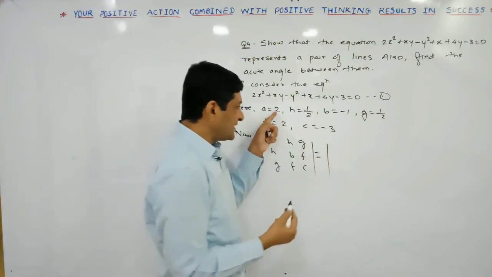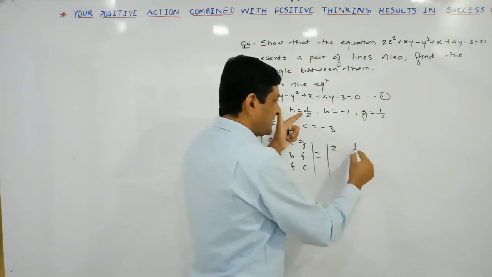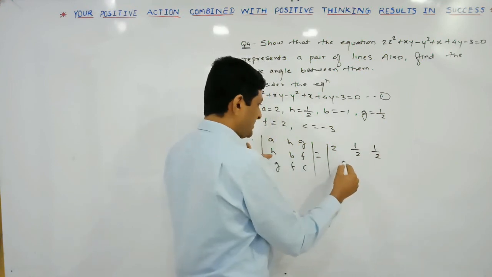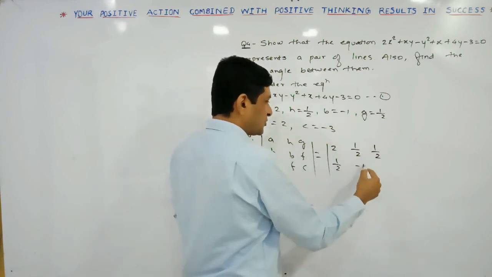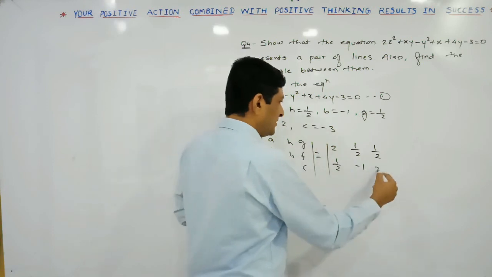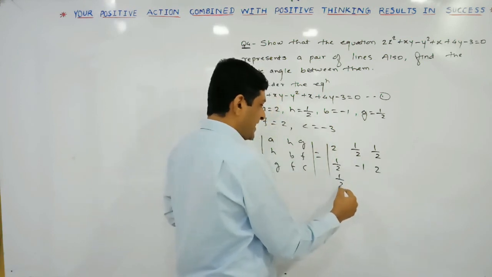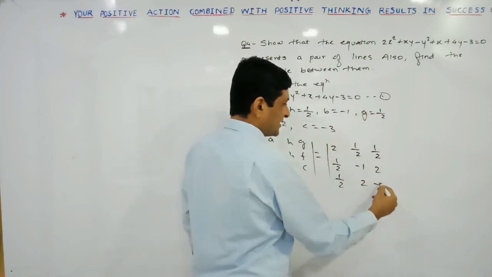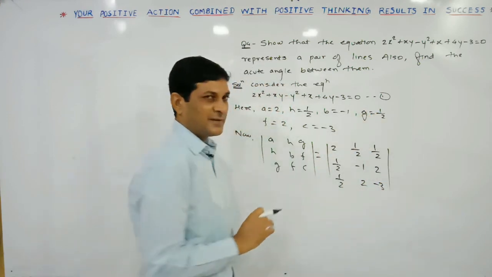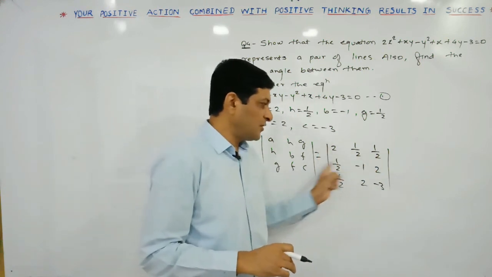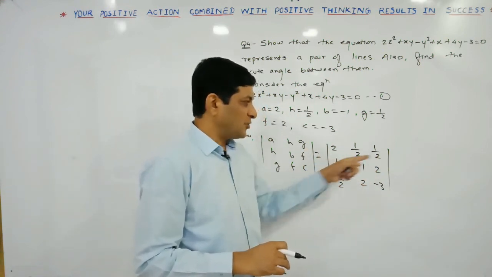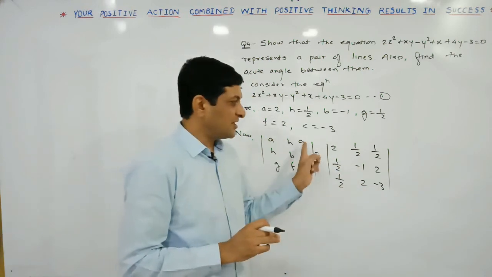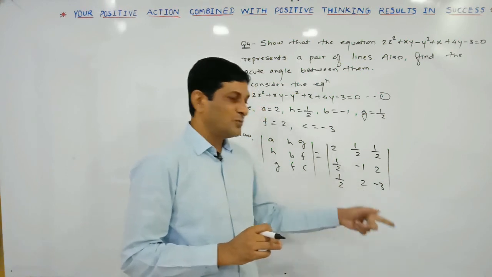So a we are replacing by its value 2, h by its value 1 by 2, g by its value 1 by 2, then again h by 1 by 2, b is equal to minus 1, f is equal to 2, then g is equal to 1 by 2, f is equal to 2, and lastly c is equal to what? Minus 3. Once these values are substituted, here also we can observe that in every row fractions appear.